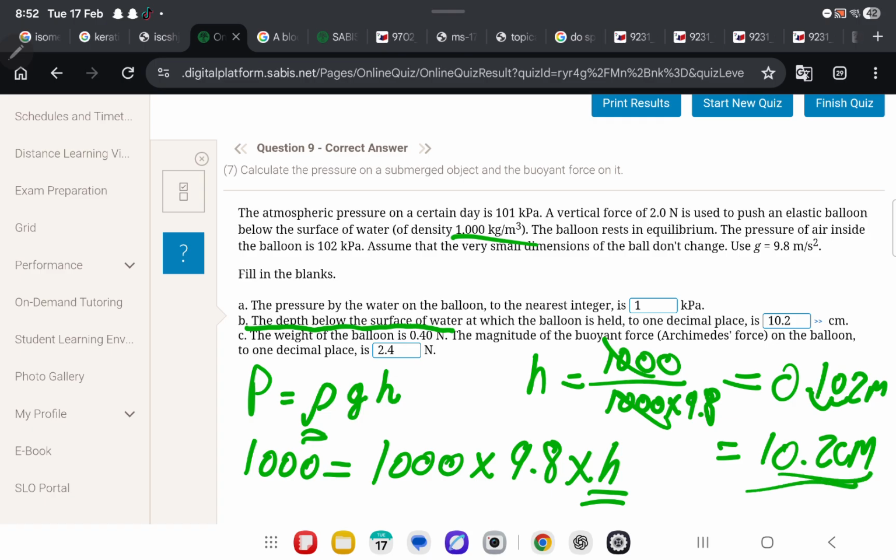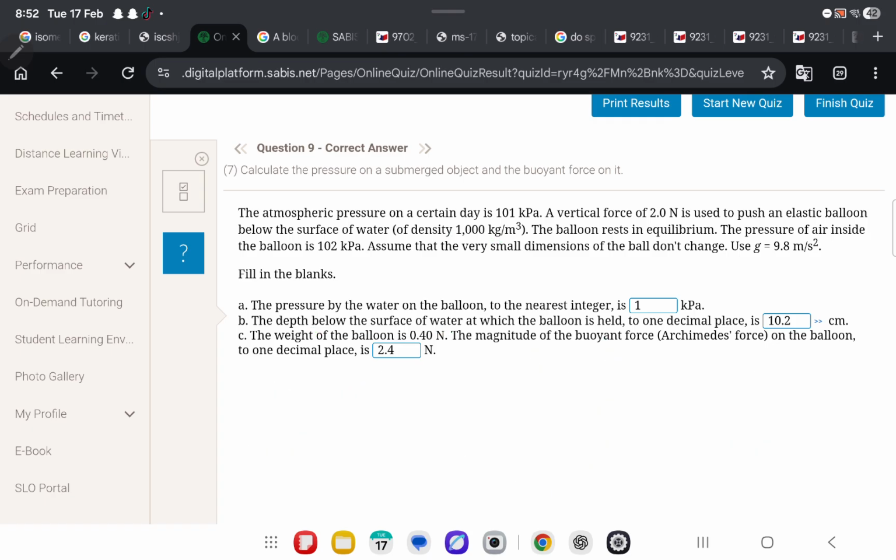That's my answer. Okay, the weight of the balloon is 0.40 newtons. The magnitude of the buoyant force on the balloon is what? Okay, so for this, I'm going to draw this. I have water, I have this balloon, and I have this buoyant force here. I have a balloon on water, right? Now, they told me a force of 2 newtons is used to push the elastic balloon, right? So 2 newtons like this.